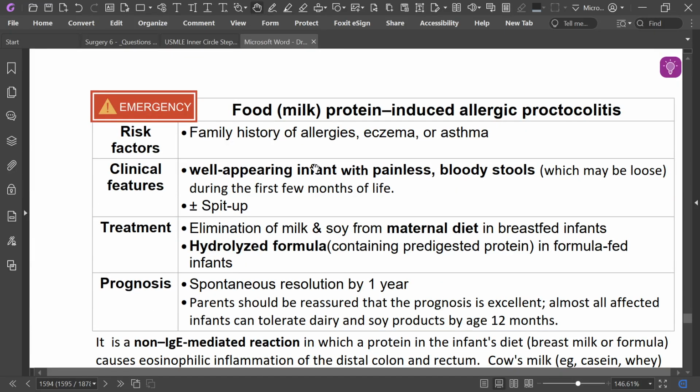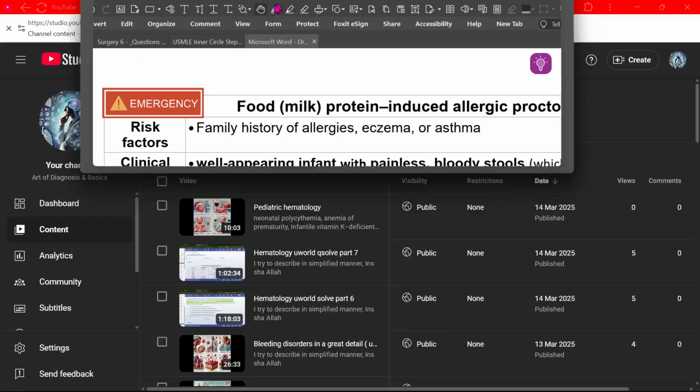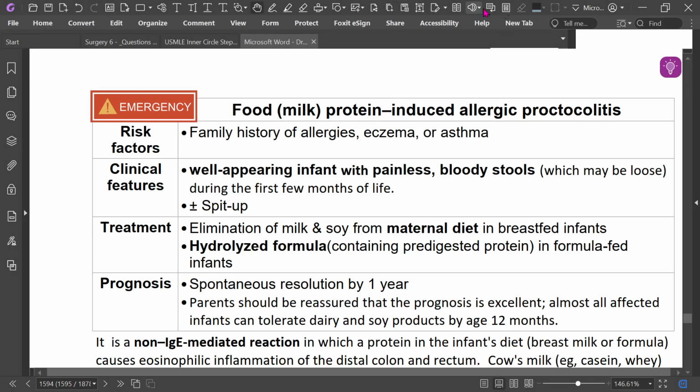Next, food protein, milk protein induced allergic proctocolitis. Family history of allergy, eczema, and asthma. There is a well-appearing infant with painless bloody stool. Treatment is elimination of milk and soy from the maternal diet, very high yield.